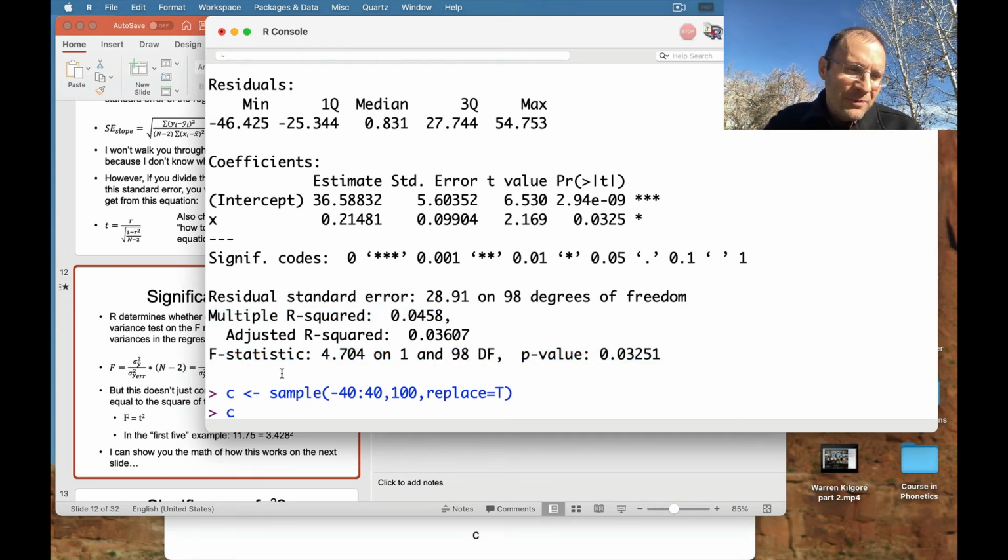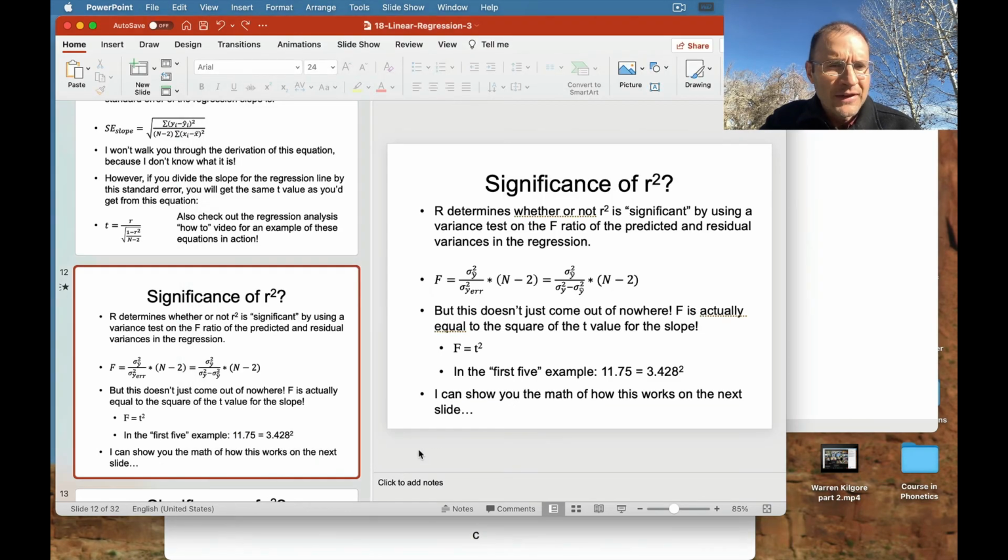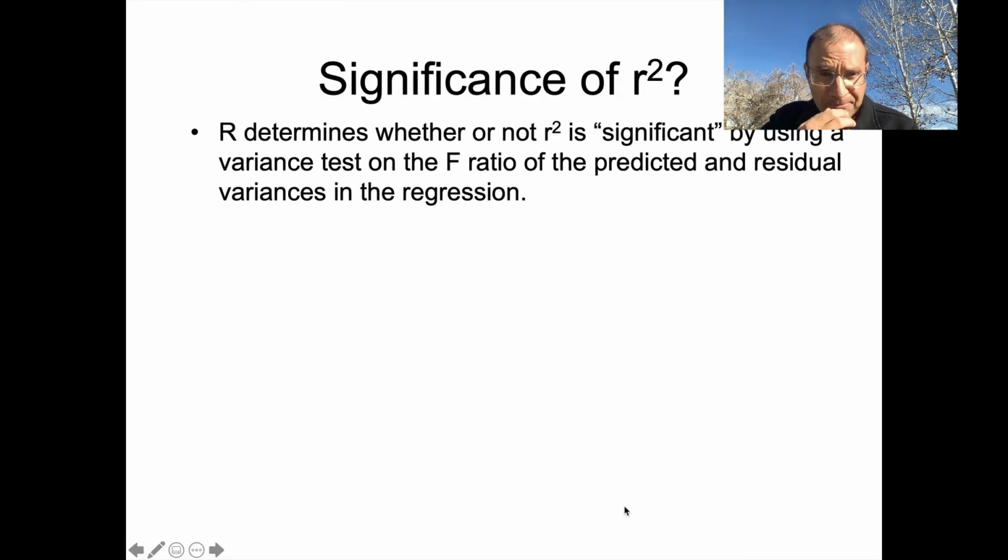And maybe this gives us reason to sit and wonder about this a little bit. This R squared value is pretty small. We said it can range from 0 to 1. It's only 0.0458. But based on this analysis, it's saying it's significantly different from 0 because our p-value is less than 0.05. And you might be thinking, maybe it's significantly different from 0, but that's not a big effect size. But where does that F statistic come from?